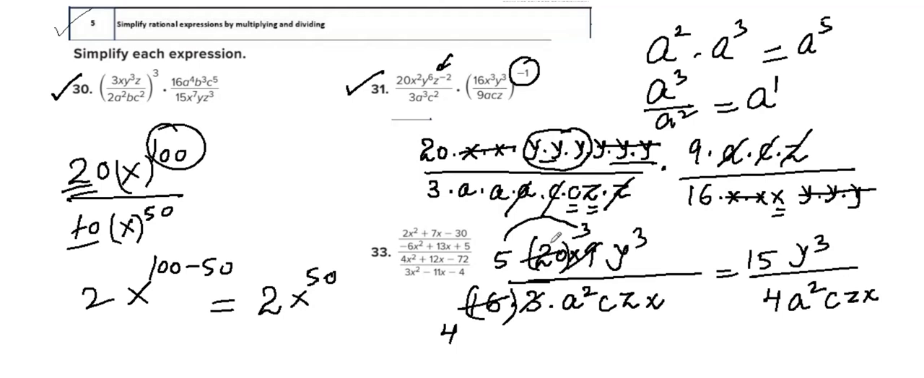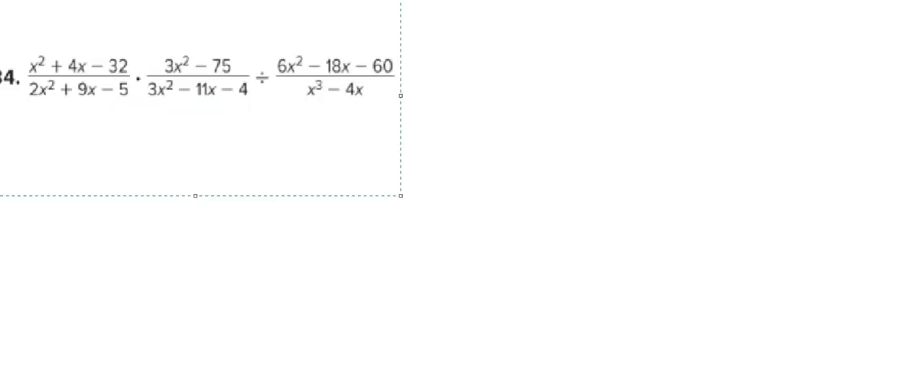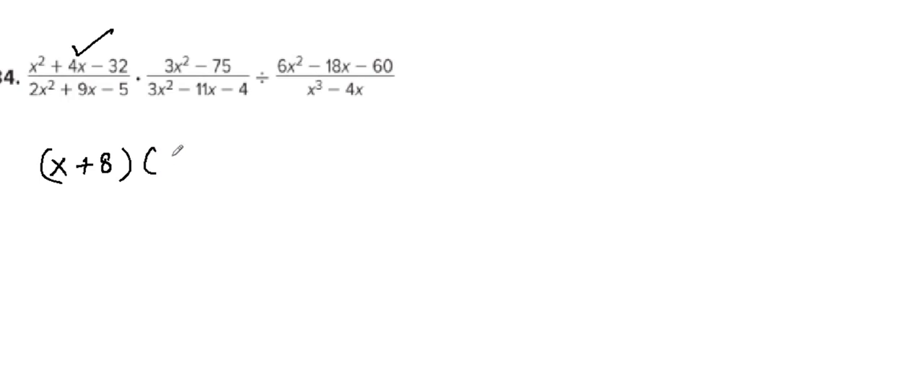So this is still part of MCQ 5. Let me see other questions of MCQ 5. There are so many questions in MCQ 5. All these are easy, just factorize them. Look at this question. I'll factorize this directly. So what are the factors of this? 8 4s are 32, so x plus 8, x minus 4.